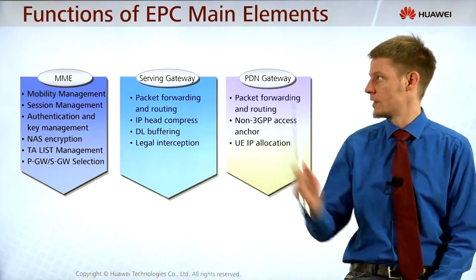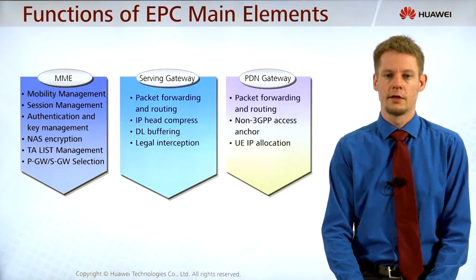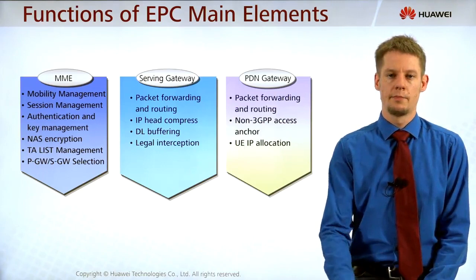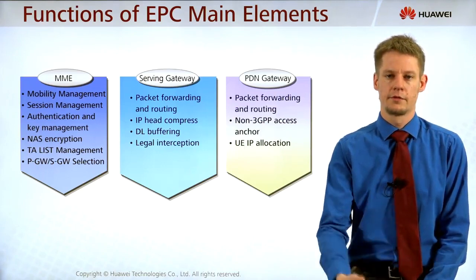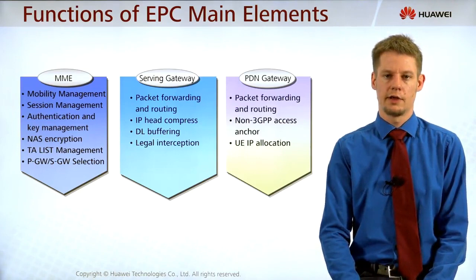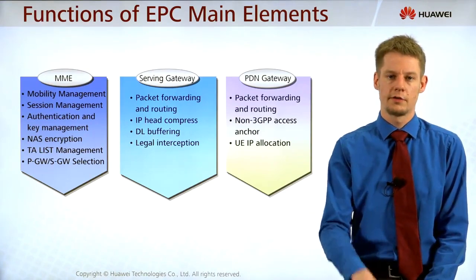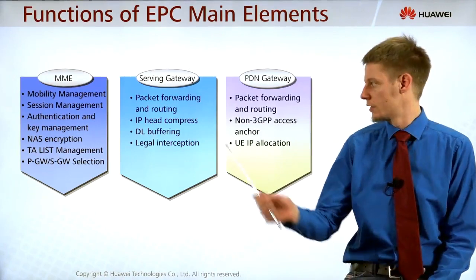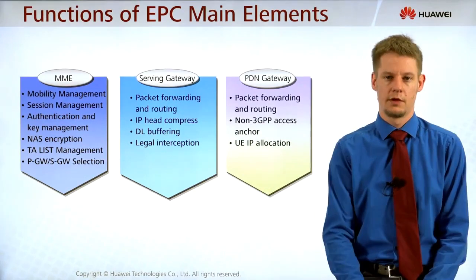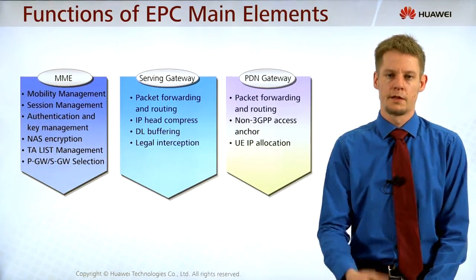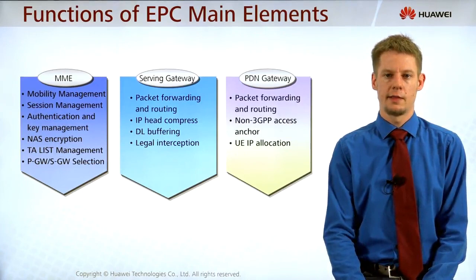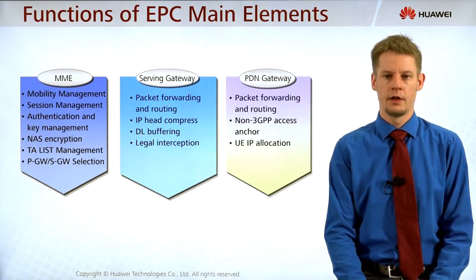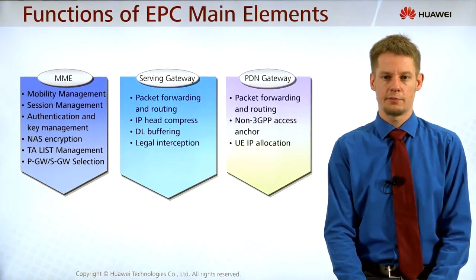Last but not least, the PDN gateway, Packet Data Network Gateway, is also, of course, forwarding and routing packets. And it is the IP anchor or the 3GPP anchor of our user equipment. This means our user equipment will always be connected to one packet gateway, which then forwards the packets to non-3GPP IP networks, for example. The packet data network also allocates the IP address to our user equipment, one or two IP addresses. So this was the second subchapter of chapter 1.